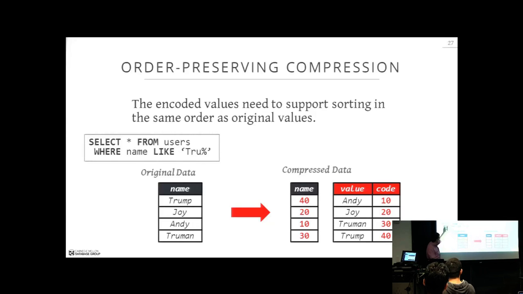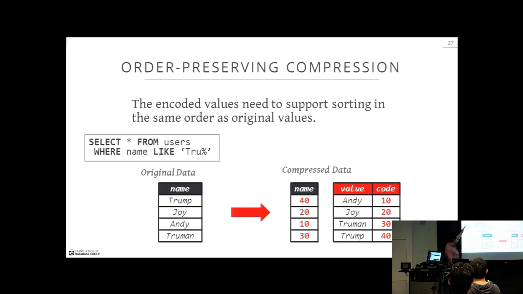Now if I have a query that says SELECT * FROM users WHERE name LIKE 'TRU%', and I'm not preserving the order of the original data, I would have to do a sequential scan across every single element here and decompress them one by one in order to execute this query.